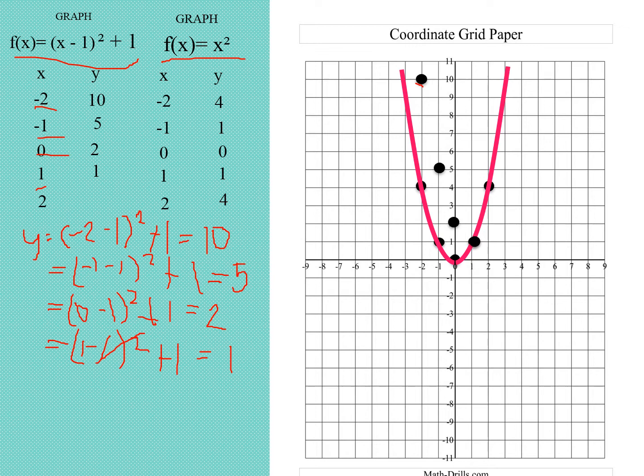Next, we have the last one, which is positive 2. So, we now have 2 minus 1 squared plus 1. We have 2 minus 1, which will become 1. 1 squared is 1. Then, plus 1 will become 2. So, our y will be 2. Then, our plot is there.